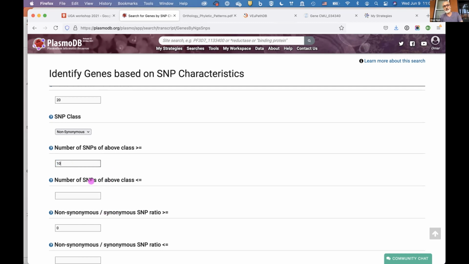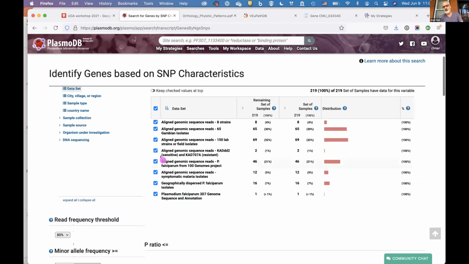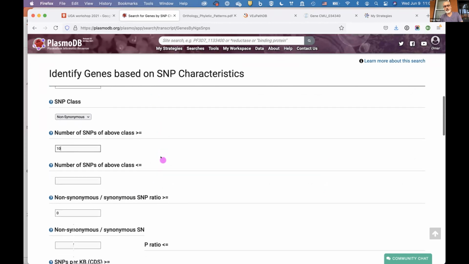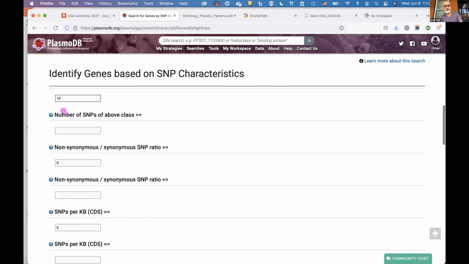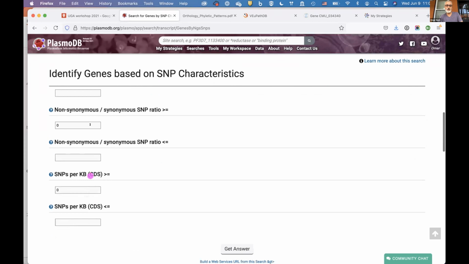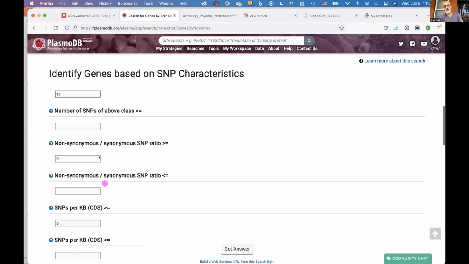And so in this case, any gene that has at least 10 non-synonymous SNPs in the isolates that I selected will be returned in my searches. And you'll notice there are many other parameters that you can play around with, because as you can imagine, a really big gene may have lots of SNPs, and a really small gene may appear to have a small number of SNPs, but ratio-wise, based on SNPs per gene length, they may actually have the same frequency or percentage of SNPs across the gene, right?